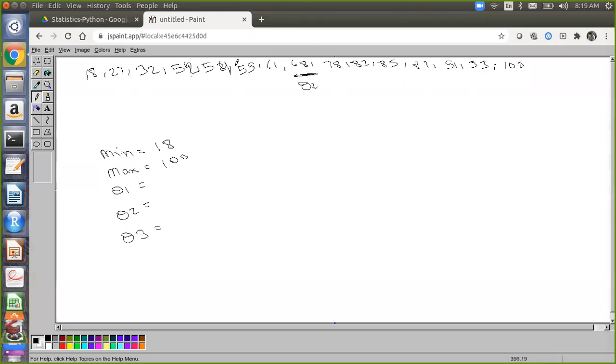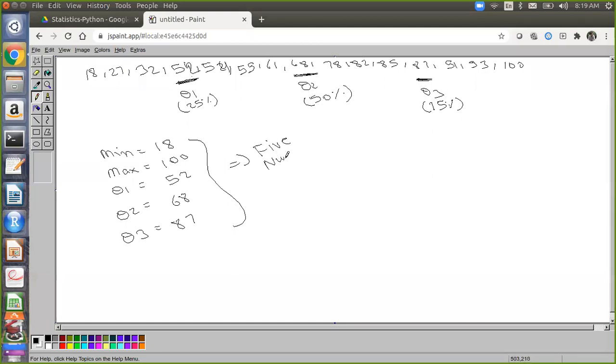Now the left hand side middle value and right hand side middle value. The left hand side middle value is 52, right hand side middle value is I think 87. So this will give you Q1, and this will give you Q3. So simple, 52, 68, and 87. They represent the 25th percentile value, the 75th percentile value, and the 50th percentile value of your data set. This is called the 5-number summary.